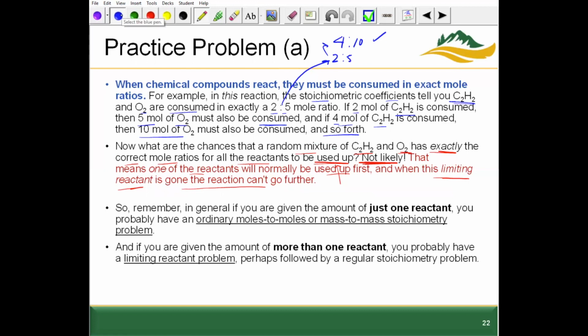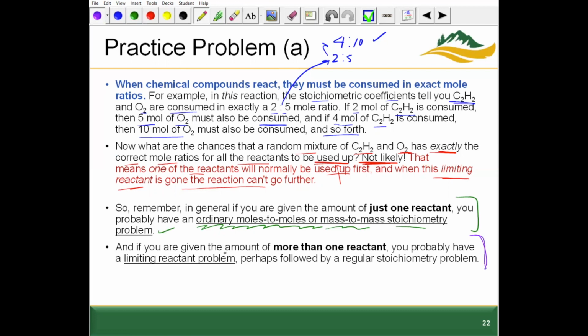So how do we know if we're working with a limiting reactant style problem or an ordinary stoichiometric kind of problem? Well, if you're given just one reactant, that tells us we're likely dealing with an ordinary mole-to-mole or mass-to-mass stoichiometry problem.